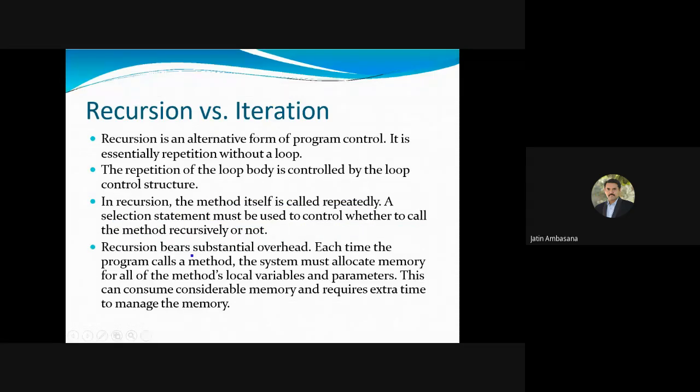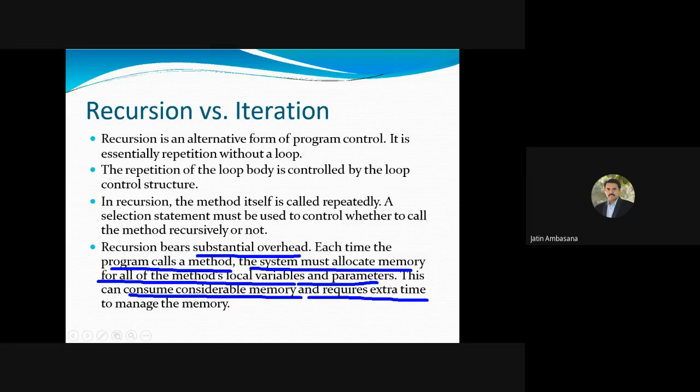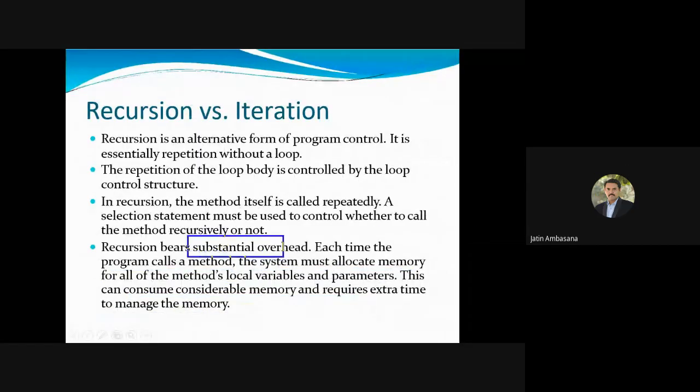Basically, recursion bears substantial overhead of method calls. Each time the program calls a method, the system must allocate memory for all of the method's local variables and parameters. This consumes considerable memory and requires extra time to manage the memory. That is the biggest problem of recursion. It has a substantial overhead, overhead in terms of computation.